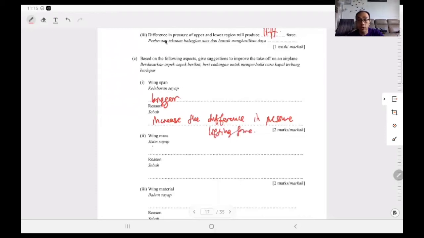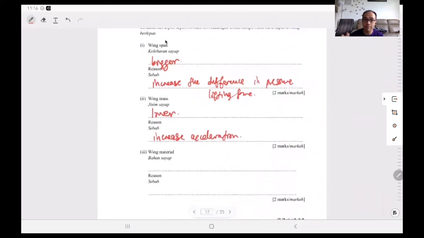Okay, the wing mass should be lower, so that the plane can move faster, to increase acceleration. I want to mention this just in passing. I know that when things are lighter, when the wing mass is lower, then it is able to move faster.